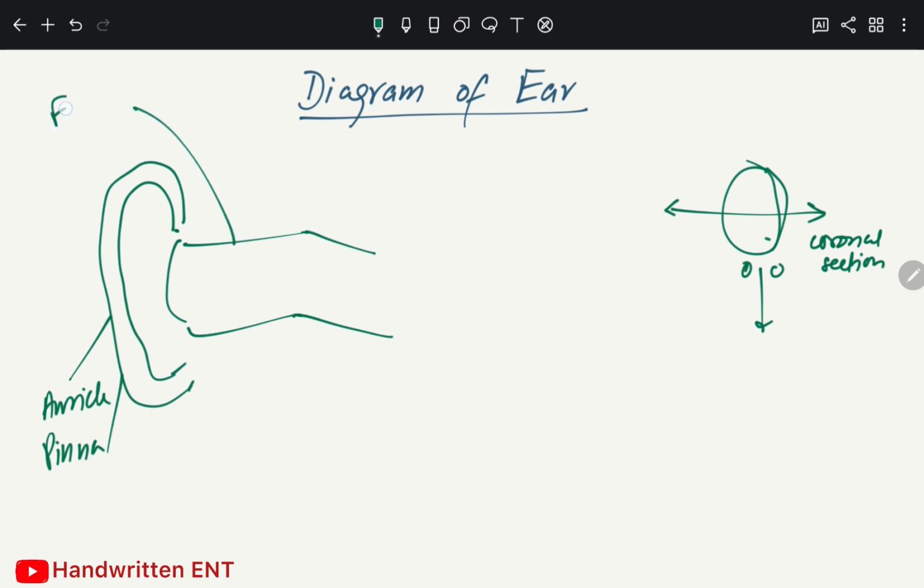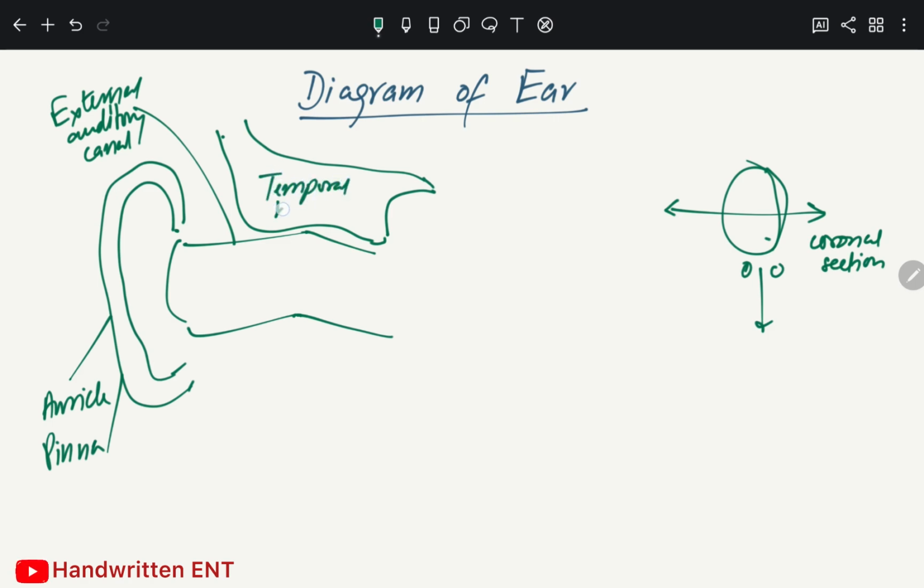So this is the external auditory canal. There is a bone above it, which is the temporal bone. So this is the temporal bone.